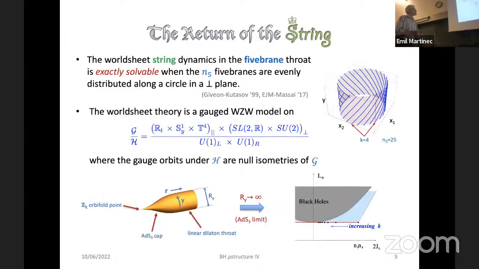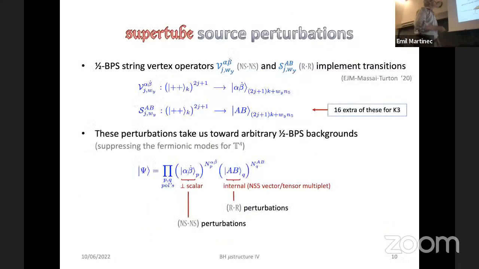Oh, and I should have said, this ADS3 limit is the limit of taking the size of this Y circle to infinity, as I said a few slides ago. Okay. So having this world sheet string theory, I should ask what it looks like. So what are the excitations around the vacuum? Now, vacuum here is not the vacuum of the space-time CFT. The vacuum here is the vacuum of perturbative string theory.